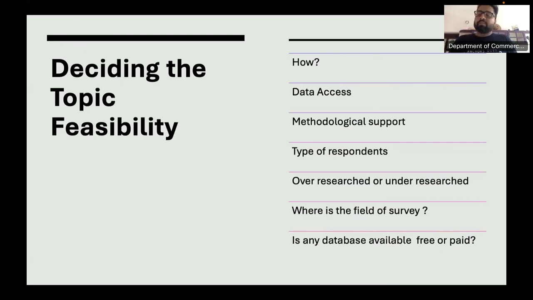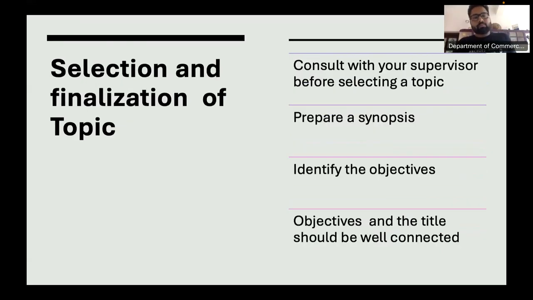If your topic is not feasible, they may reject the topic. So the feasibility investigation is a must for the selection of a topic. And after that, if the topic is feasible, you can finalize the topic, and you can consult with your supervisor before selecting a topic. And based on that, after the first consultation, you can prepare a synopsis.